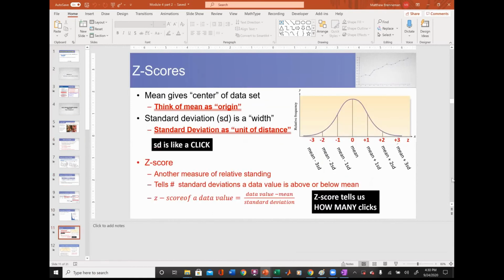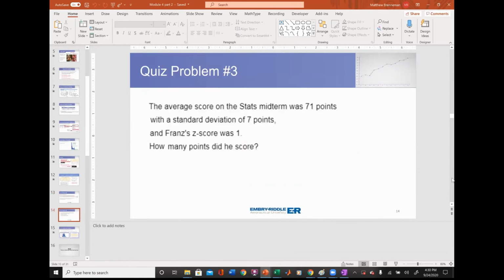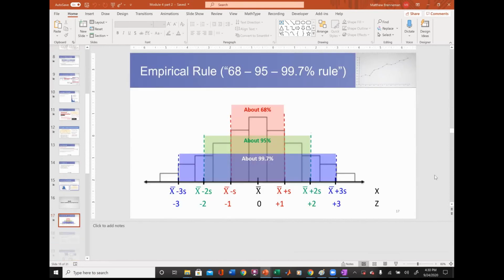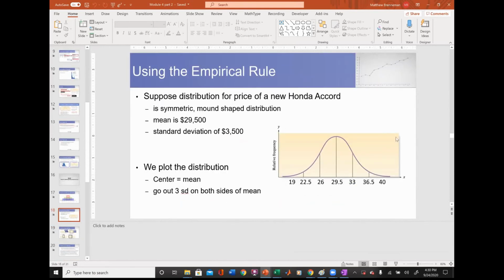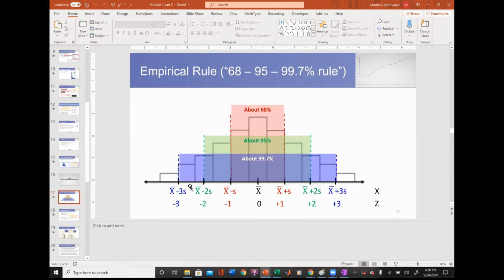Way over here, we had this thing called the empirical rule. The empirical rule says that there is a 99.7% chance that a randomly chosen data value from a normal distribution, a population that has a normal distribution, is within 3 standard deviations of the mean. So this means it's very unlikely to get somebody that's more than 3 standard deviations from the mean away.